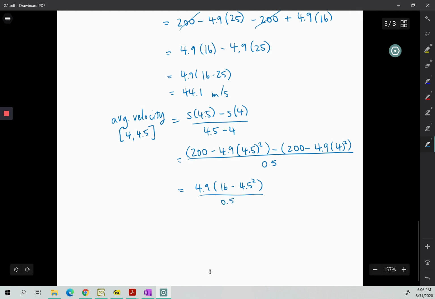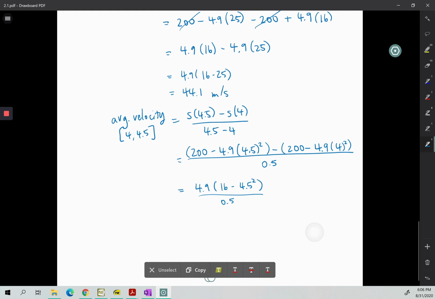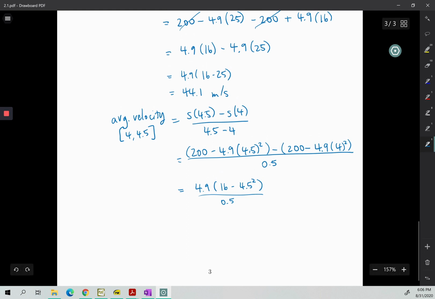And then if you stick this in your calculator, oh, I think I dropped a negative up here. This would be negative, right? Because 16 minus 25 would be negative. Okay, sorry about that. This one is also negative. We get negative 41.65 meters per second.